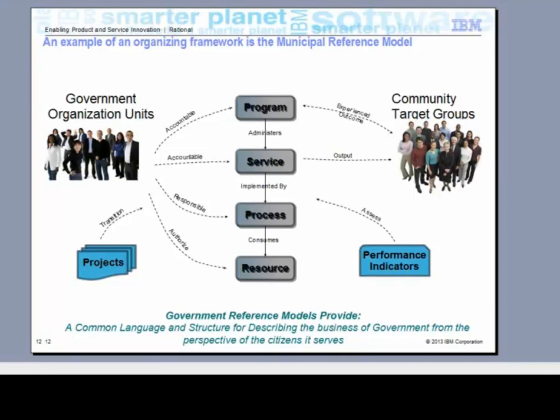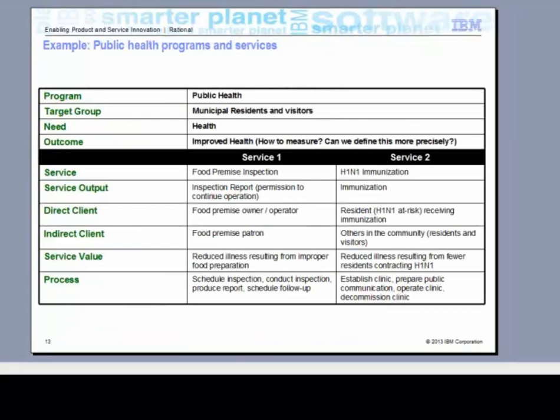The reference model provides a model of typical municipal programs and services, processes, and resources and outcomes that have been proven through common practice to effectively address specific target group needs. The reference model provides valuable assets that can save years of business analysis work, as well as provide ideas for innovative solutions to specific community needs. Going to the next chart, we'll look at an example of some of the content that's in the reference model.